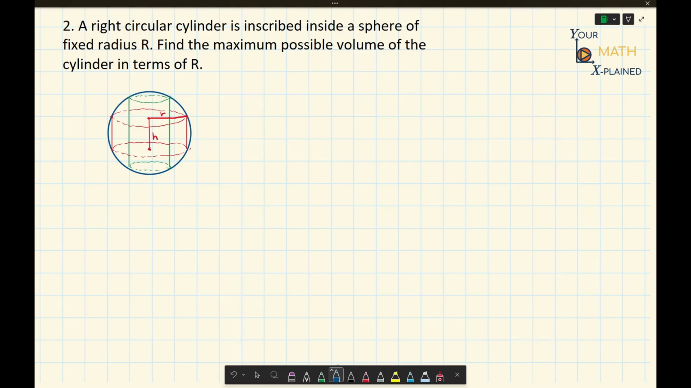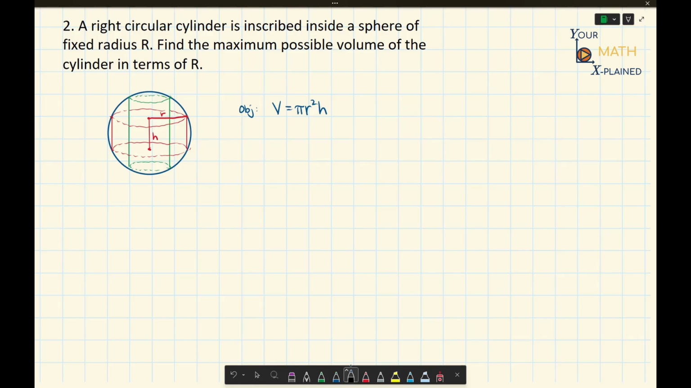The first thing that we're going to write down is our objective equation. So the objective equation is going to be the volume of a cylinder because that's what we're trying to maximize. So we get capital V is equal to pi r squared h, where the lowercase r is the radius of the cylinder and the lowercase h is the height of the cylinder.